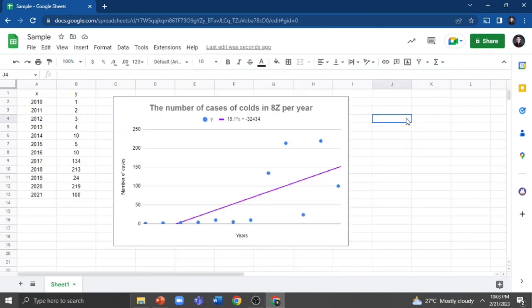So basically, what it's trying to say is that our equation of the line is y equal to 16.1x. Is it possible to have plus minus in the linear equation? No. So what's plus times minus? The answer is negative. So this will be 16.1x minus 32434. So this will be our linear equation. I'll just make it a bit bigger so that everybody can see it again.